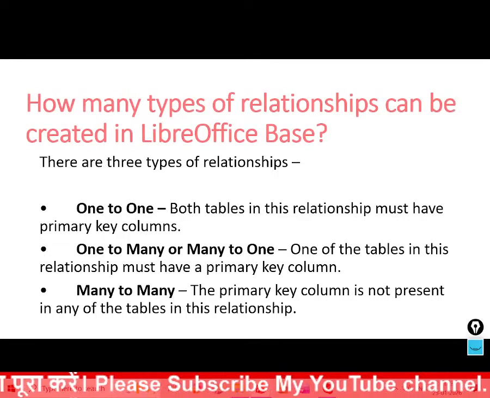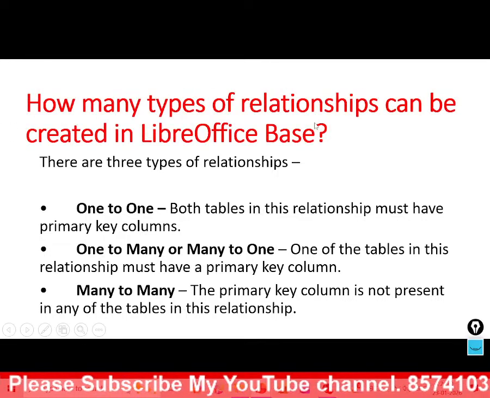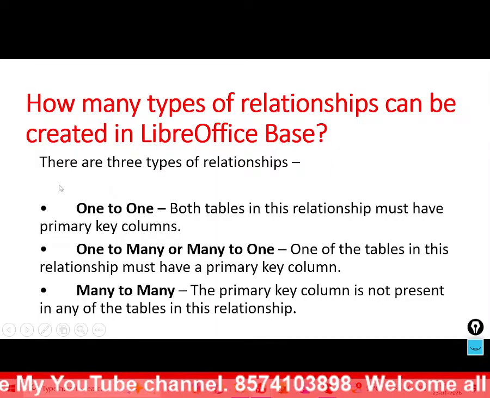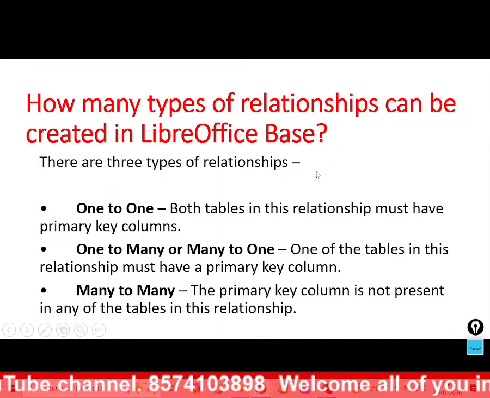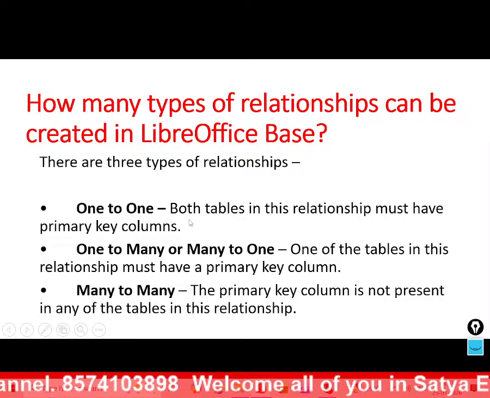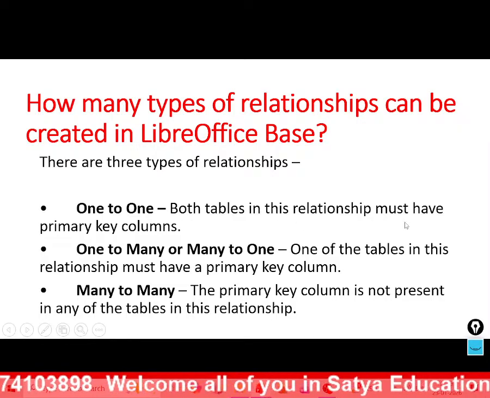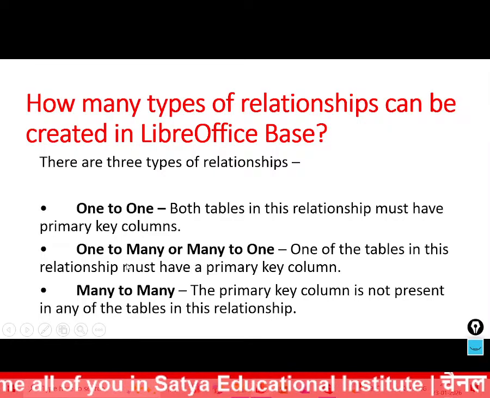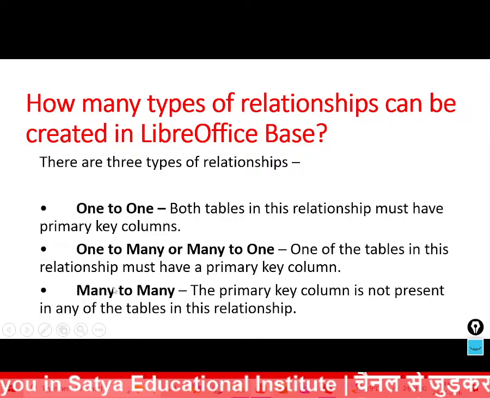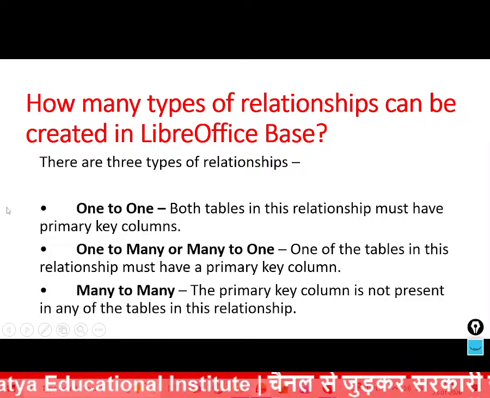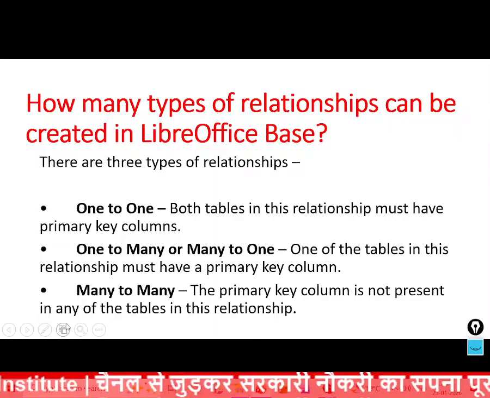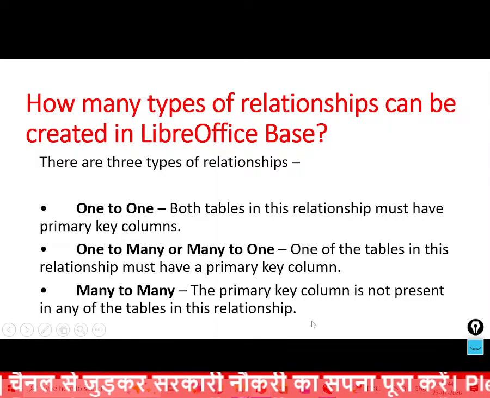Next question is, how many types of relationship can be created in LibreOffice Base? There are three types of relationship in LibreOffice Base. One to one. Both tables in this relationship must have primary key columns. One to many or many to one. One of the tables in this relationship must have a primary key column. Many to many. The primary key column is not present in any of the tables in this relationship.